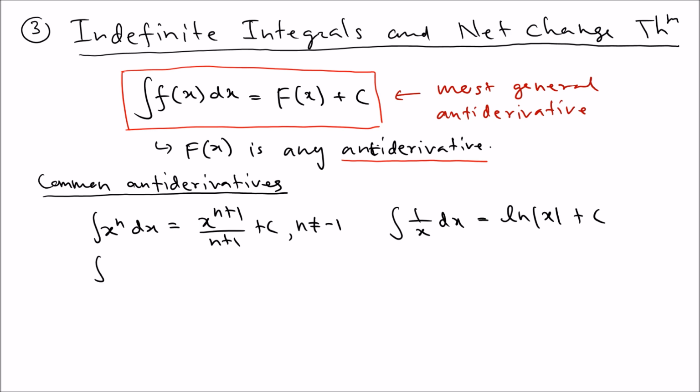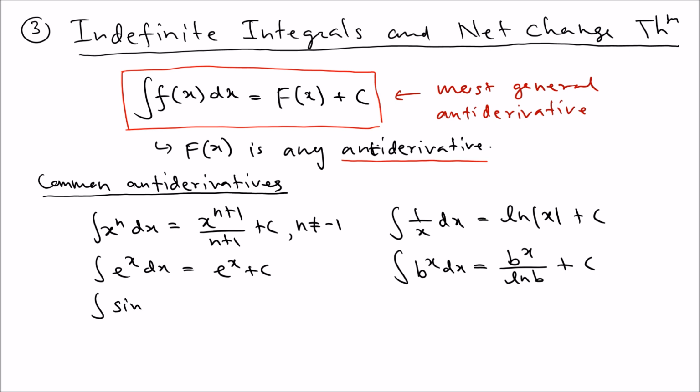And then we have the exponential function e^x, whose integral is e^x plus c. For other bases, if you have base b, the integral of b^x dx is b^x divided by ln b, plus c. And then sine and cosine. The integral of sine x dx is negative cosine x plus c. The integral of cosine x dx is sine x plus c.